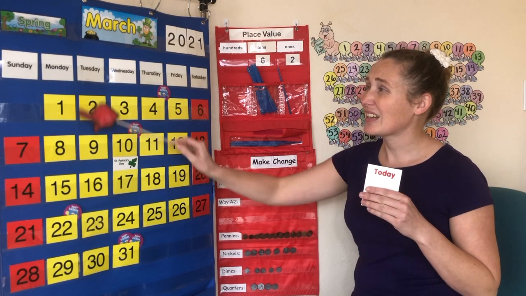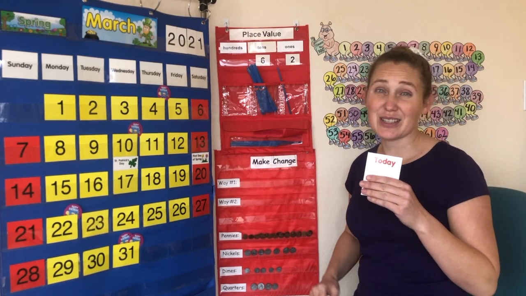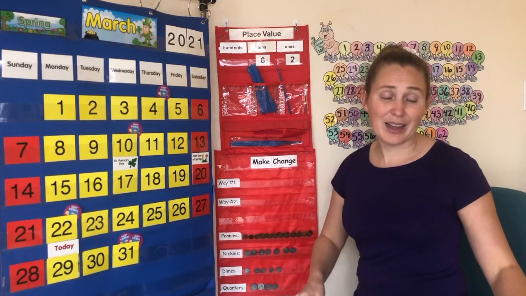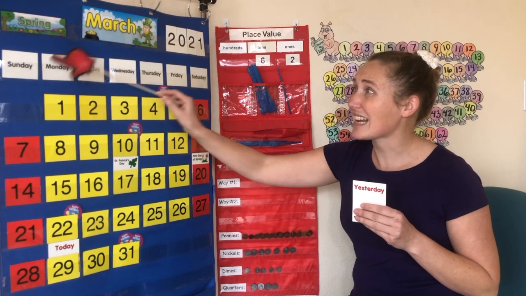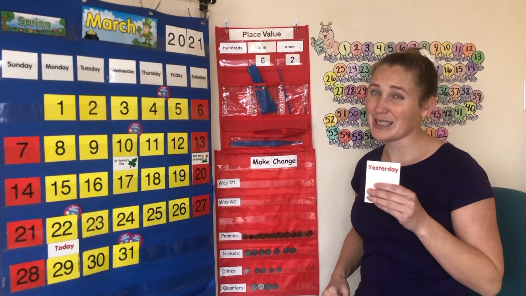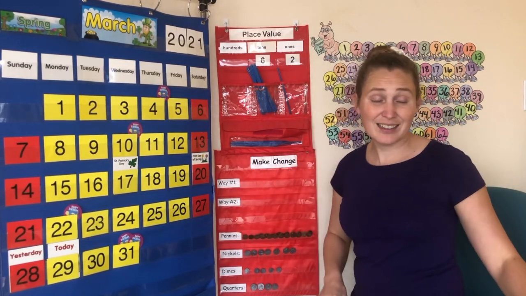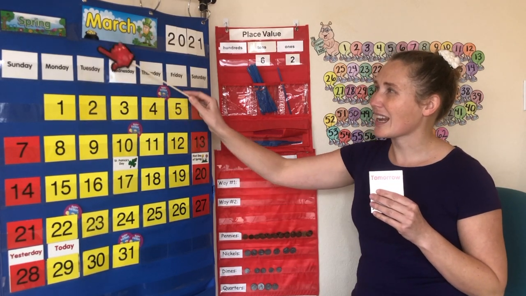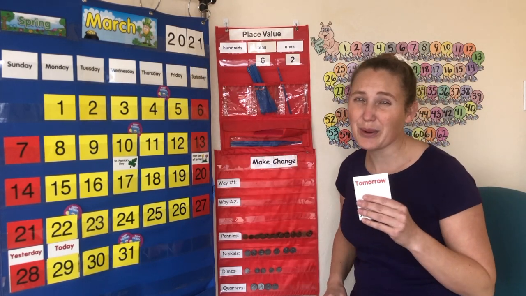Today is Monday, March 29th, 2021. Do you know what yesterday was? Yesterday was Sunday, March 28th, 2021. Do you know what tomorrow will be? Tomorrow will be Tuesday, March 30th, 2021.